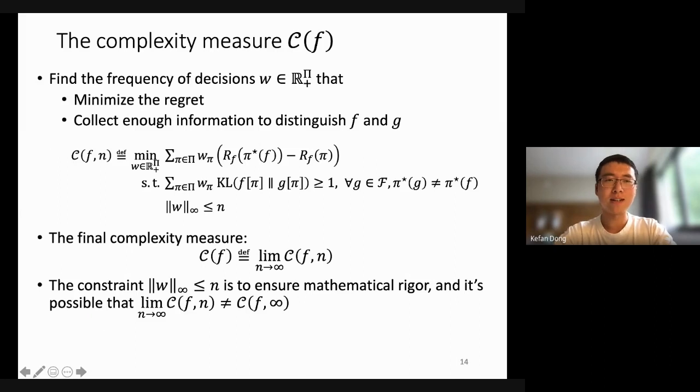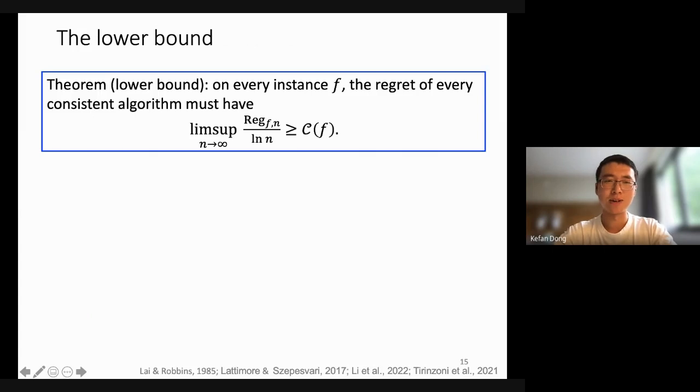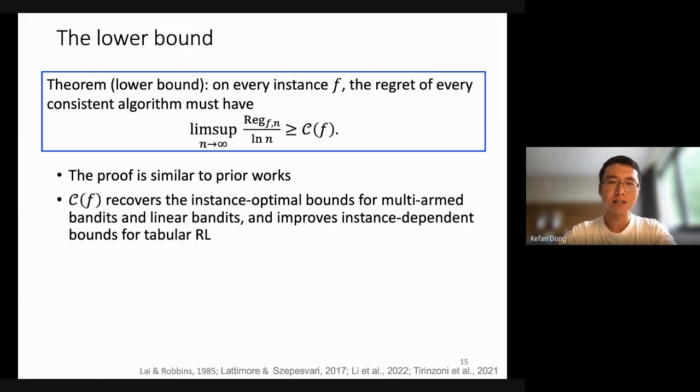Now that we have defined the complex measure C of f, we can state our lower bound here. This is saying for every instance, the regret of every consistent algorithm, when divided by log n, must be bigger than C of f. And I think this proof is very similar to that of prior works. And the complex measure C of f recovers the instance optimal bounds for multi-armed bandits and linear bandits, and it improves the instance dependent bounds for tabular reinforcement learning.